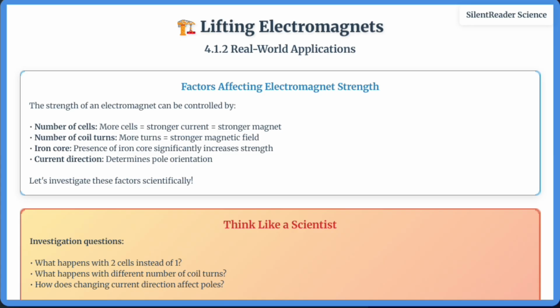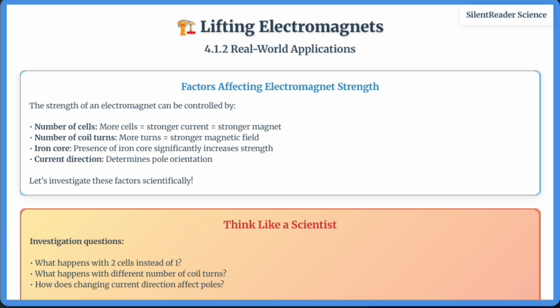Let's explore real-world applications of electromagnets, particularly lifting electromagnets. These are strong electromagnets hung from cranes in factories and scrap yards. The crane operator can control them by simply switching the current on and off. When current flows, the electromagnet lifts heavy iron and steel objects. When the current is switched off, the magnetic field disappears, and the objects are released. This makes moving and sorting metal items much more efficient than mechanical methods.